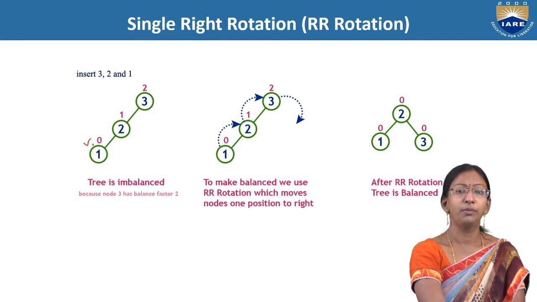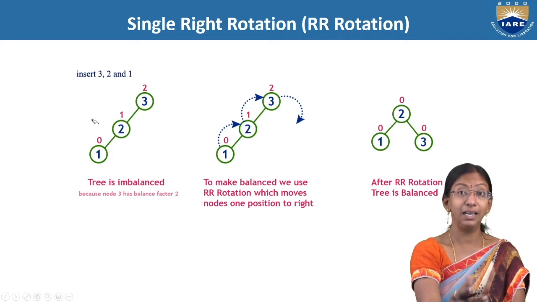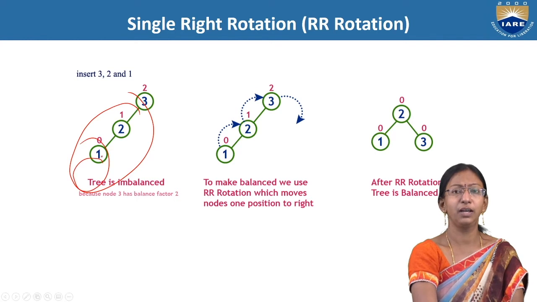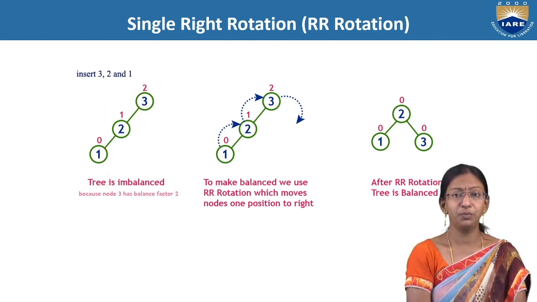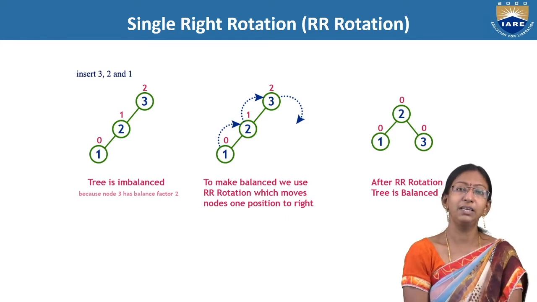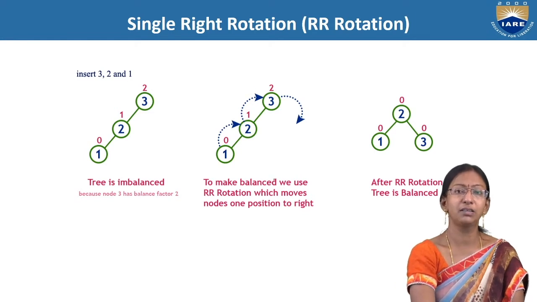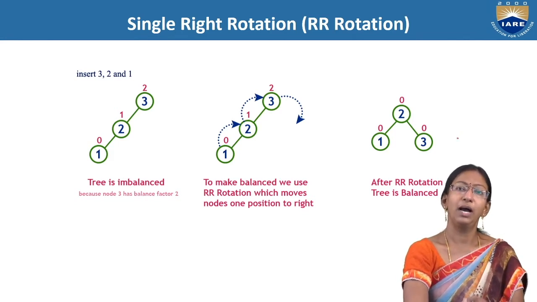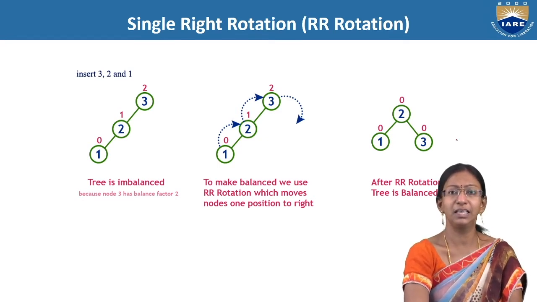Because of 1. And where is it sitting? 3 will think that in my left subtree, 1 is sitting as a left child. So the weight on my left subtree is heavy. So it rotates itself towards right. When 3 rotates itself towards right, 3 will become the right child of 2. As you can see, the BST property is not violated anywhere.